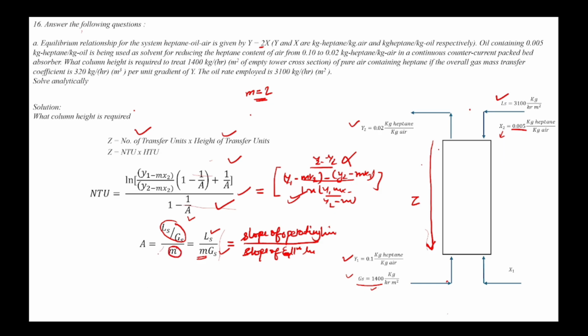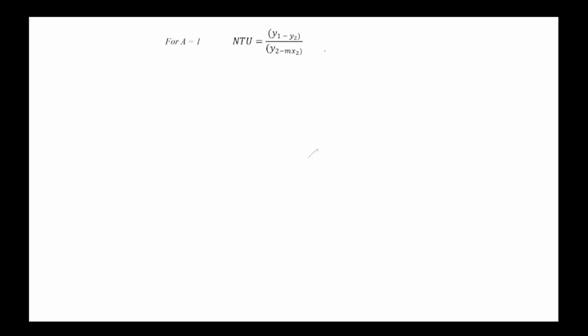Now calculating A, putting all the values, we will get this. Now see, the absorption factor is very close to 1, so it is approximately 1. When A is equal to 1, this formula reduces to a very simple term, which is this. Now calculating NTU, putting all the values, we have Y1, we have Y2, and Y2 minus m, where m is the slope and x2 is 0. So NTU is equal to 8.